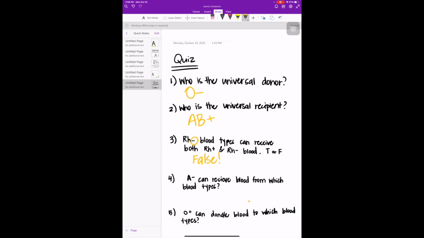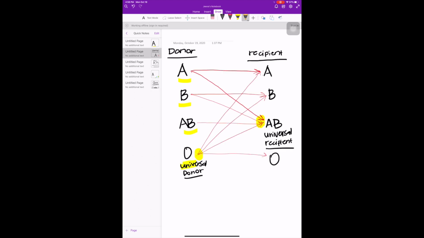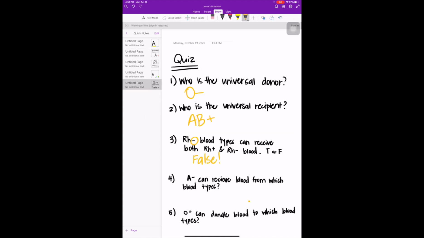A negative can receive blood from which blood types? I'm going to refer back to the slide. So A can receive from A, and it can receive from O. But the quiz says A negative, so you can receive from A negative or O negative. Any Rh positive blood cannot be given.